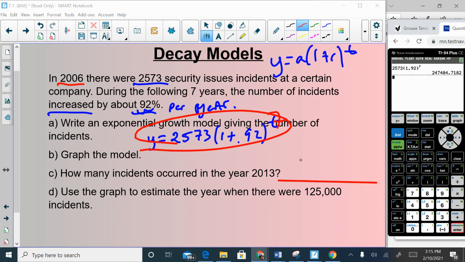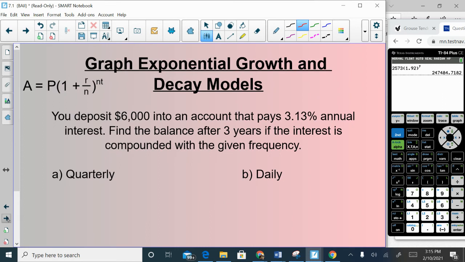So how many incidents occurred in that year? About 2, 4, 7, 4, 8, 5, maybe? Cool. And then let's do one more of these questions.